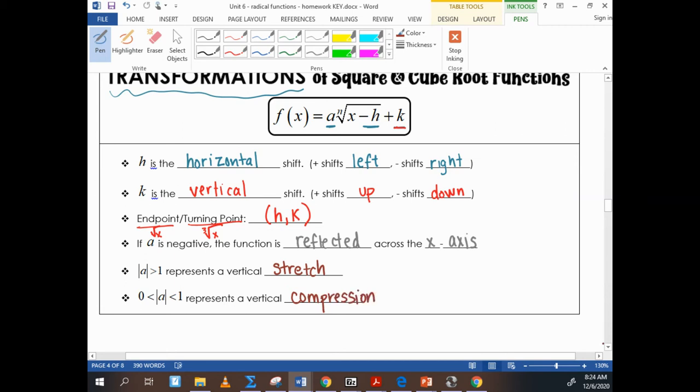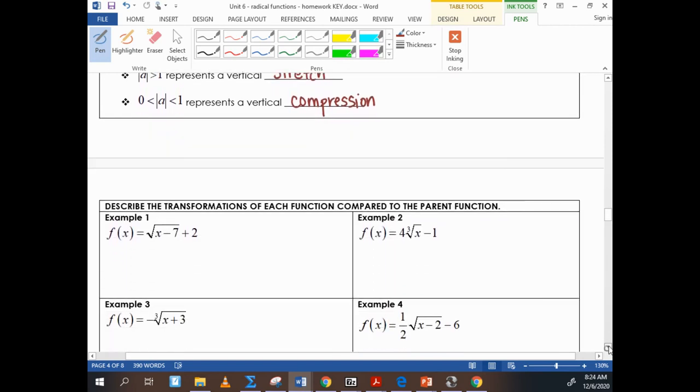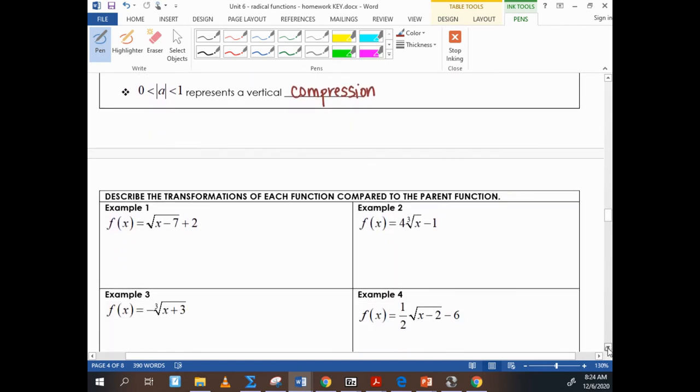All right, let's go on to a few of these examples here because they're easy once we just did what we've been learning.